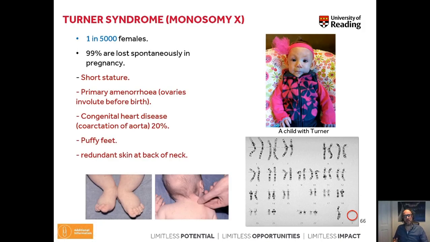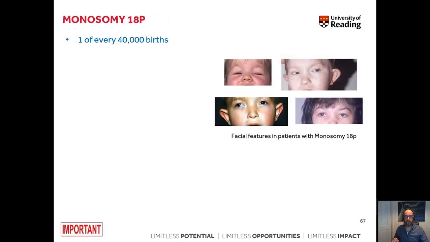If the carriers are born, this results in short stature, and the ovaries involute before birth. Again, here we do have congenital heart disease, puffy feet, and redundant skin at the back of the neck. And as you can see here, the second sex chromosome is lacking.